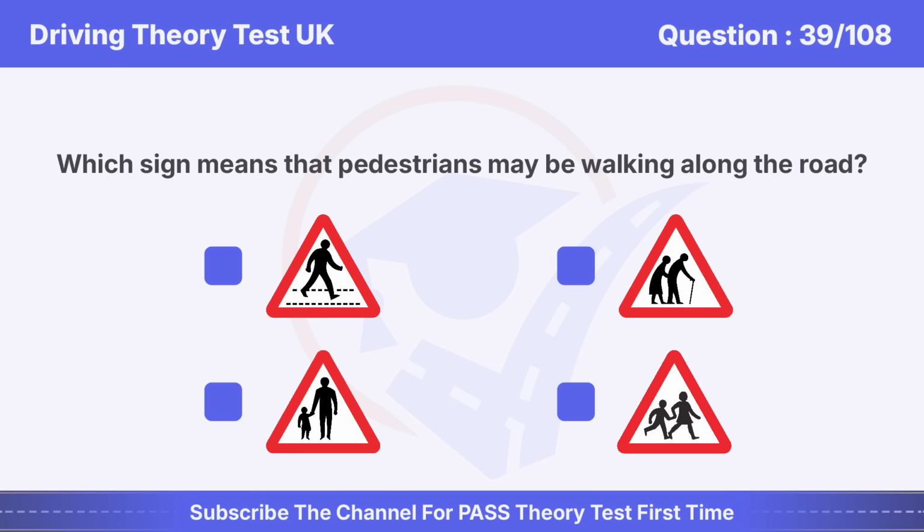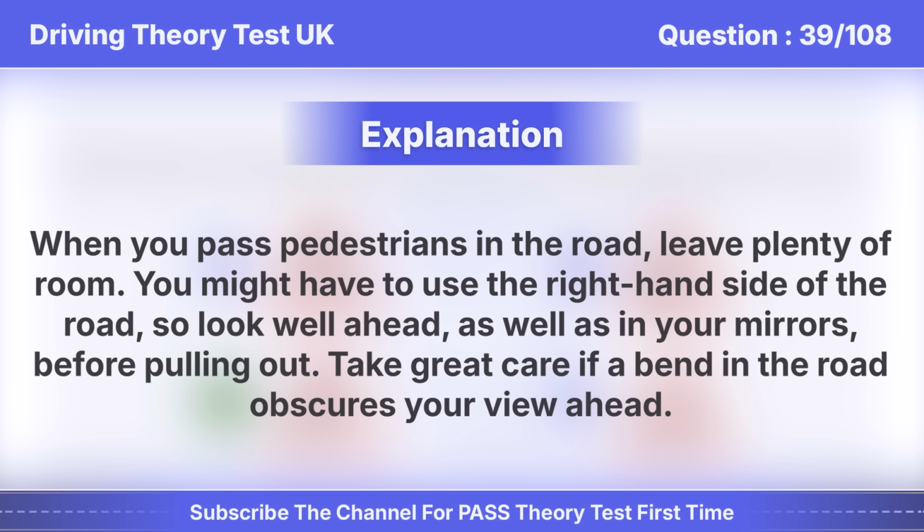Question 39. Which sign means that pedestrians may be walking along the road? Answer is C. When you pass pedestrians in the road, leave plenty of room. You might have to use the right-hand side of the road, so look well ahead, as well as in your mirrors, before pulling out. Take great care if a bend in the road obscures your view ahead.